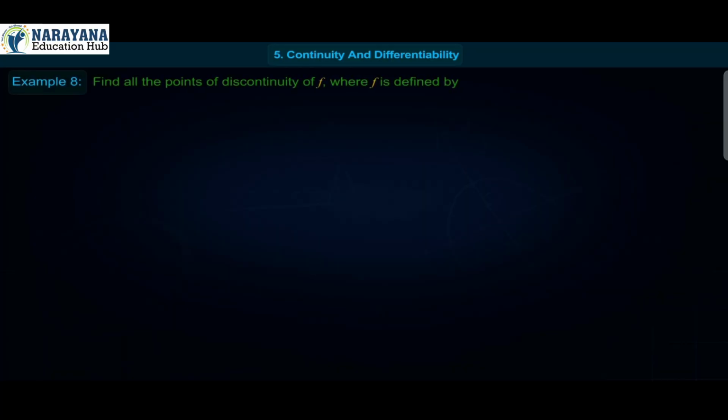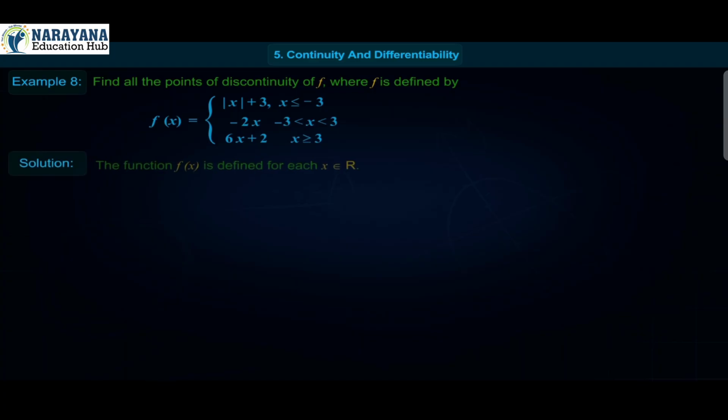Example 8. Find all the points of discontinuity of f, where f is defined by f(x) = |x| + 3, where x ≤ -3; -2x, where -3 < x < 3; 6x + 2, where x ≥ 3. Solution: the function f(x) is defined for each x belonging to R.